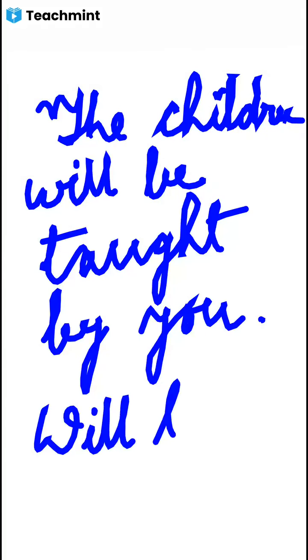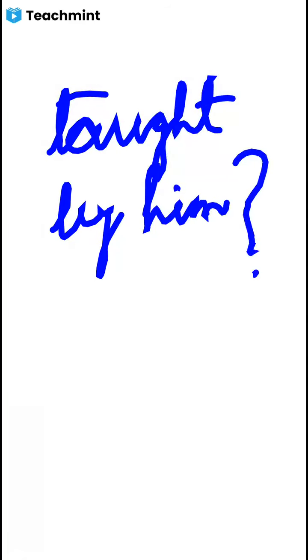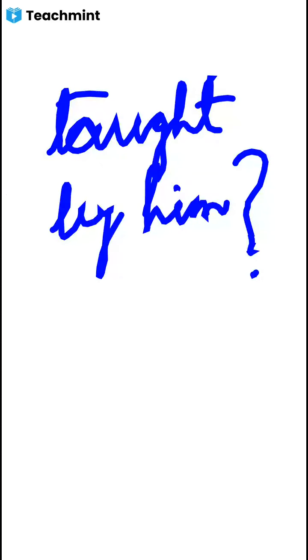Will the children be taught by you? Very good. Yes. Rest all will remain the same. Only the helping verb, the auxiliary verb, has to be taken before the subject. Nothing else. The rest of the sentence will remain the same as it is.